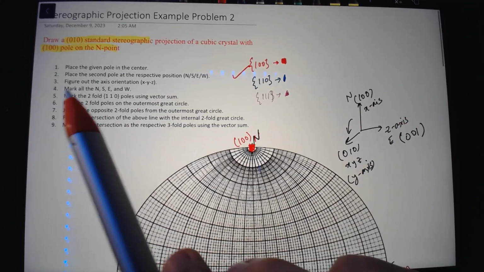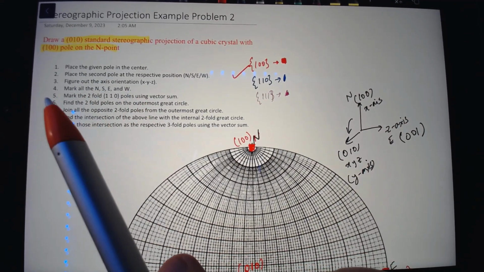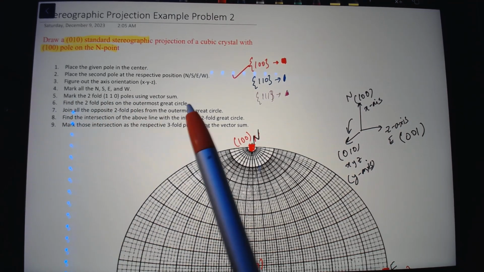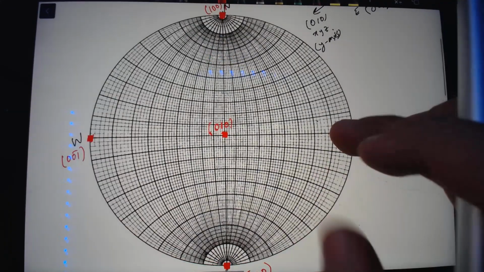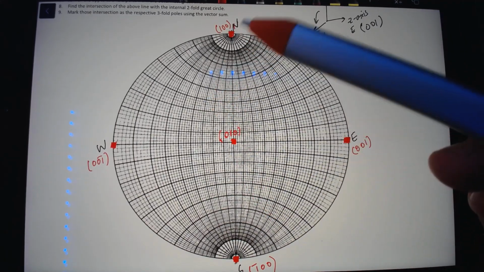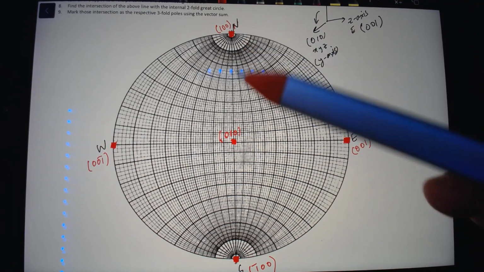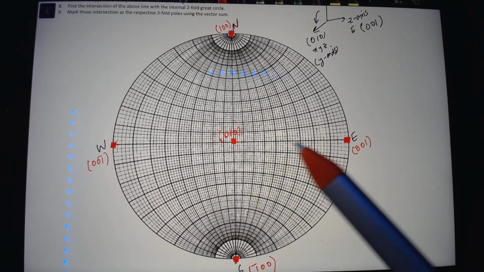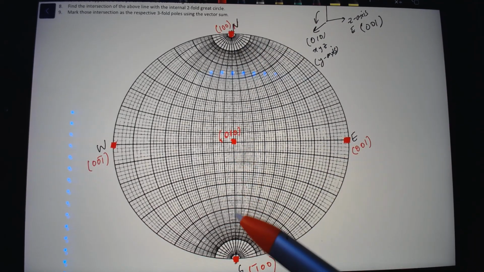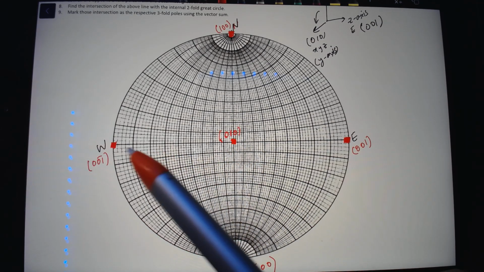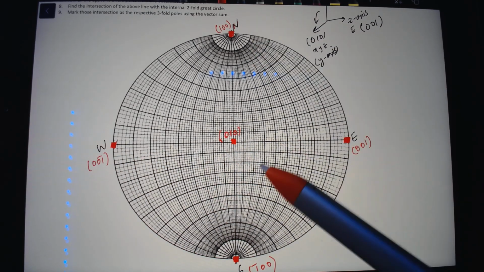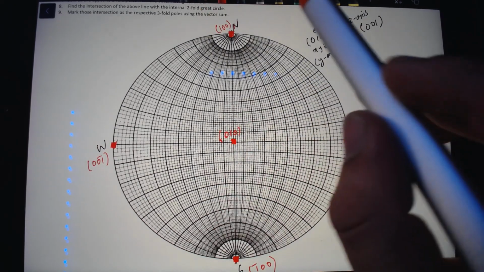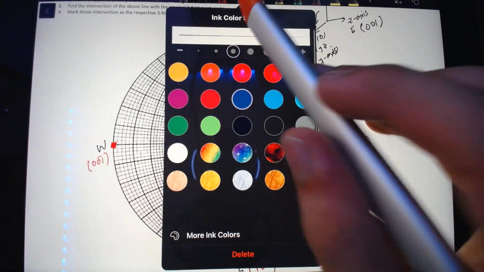Now we marked all the north, south, east, west, and then step number 5 is to mark the two-fold 1, 1, 0 family of poles using the vector sum. So if you remember from last time, all the two-fold axes can be found as sort of the intersection point and the vector summation of these. So this is 90 degrees, this over here is 90 degrees, this is 90 degrees, and so is this. So we can do the vector sum for all these points and then find the 45-degree point and mark them. So let's quickly go through those, and then we can just mark them.